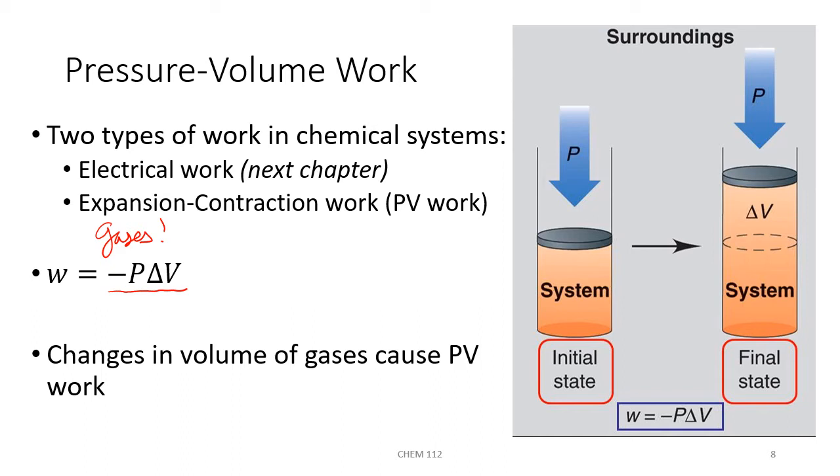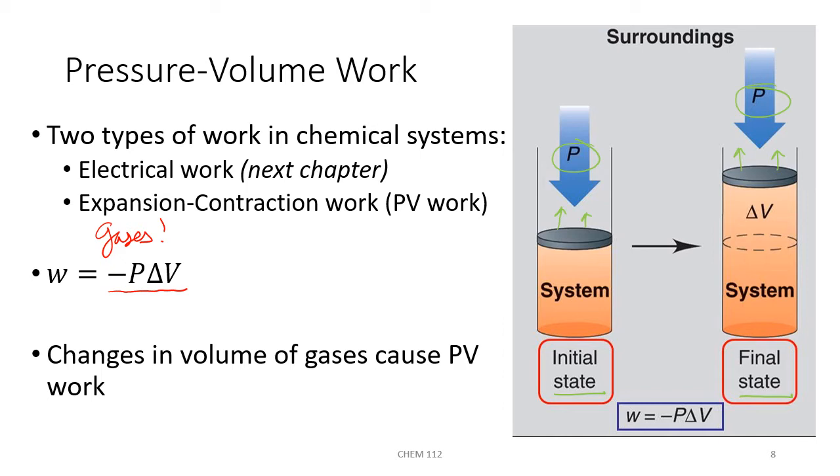Changes in the volume of gases are what is going to primarily cause pressure volume work to occur. So if we look at the picture on the right-hand side, we have an initial state and a final state. And there's some external pressure pushing down on our system. We can imagine our system as a chemical reaction taking place. From the picture, we can see that the system has pushed back against the surroundings and the volume of the system has expanded. In this case, the system did work on the surroundings.